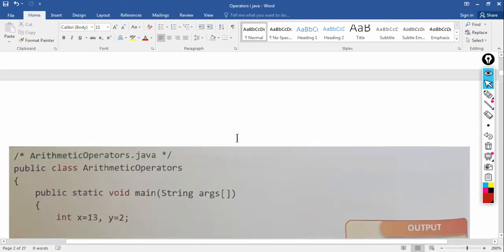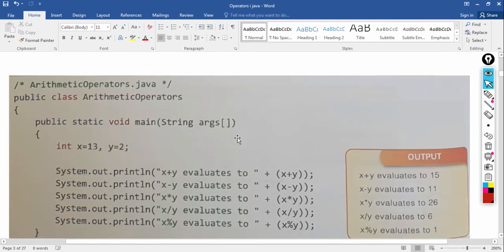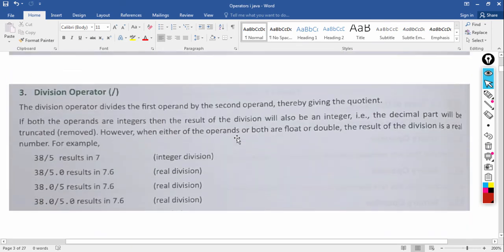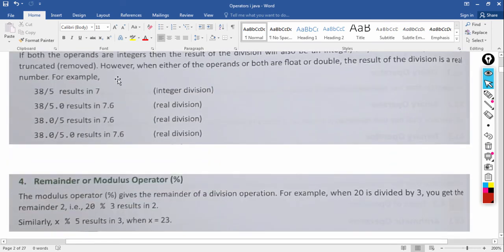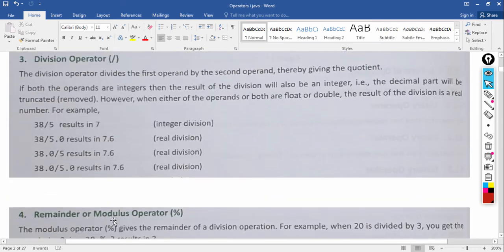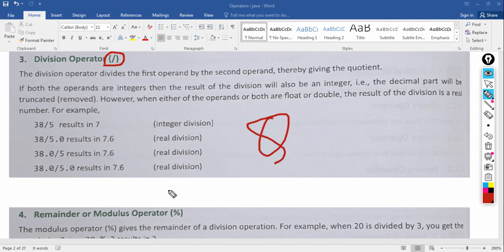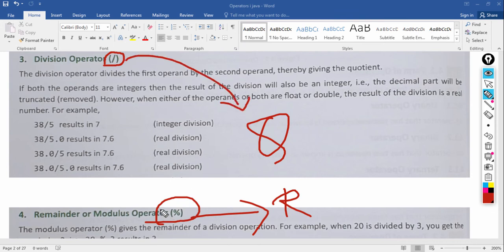Remainder operator will give you the remainder. Now some students get confused between the division operator and the remainder operator. Whenever you apply this forward slash, the division operator, it will give you the quotient, whereas this modulus operator will give you the remainder. So always remember the difference. Division operator gives you the quotient, and the remainder operator or the modulus operator gives you the remainder.